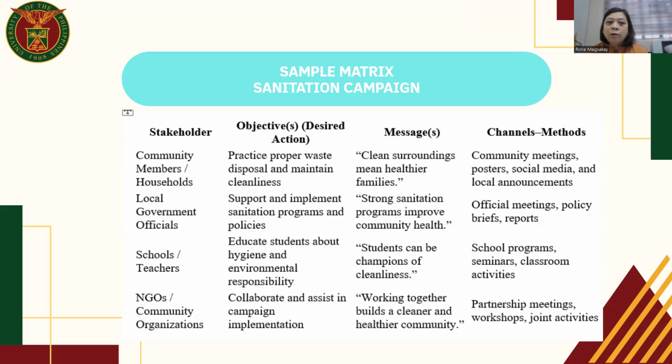Next, your stakeholders are the local government officials. Your objective here is to support your campaigns and implement sanitation programs and plan policies. Also, you need to have a permit from them. Your message is that strong sanitation programs improve community health. And what are the channel methods that you can use? You can ask the barangay captains to have official meetings, policy briefs, and reports.